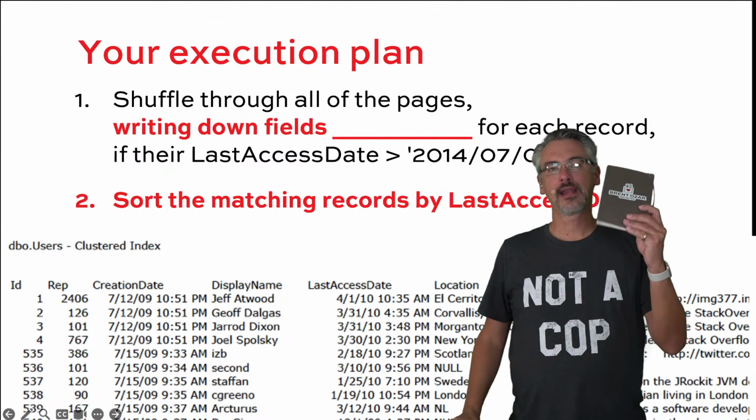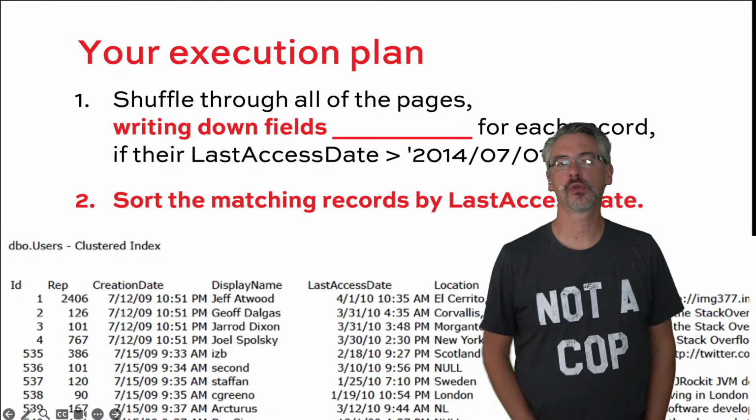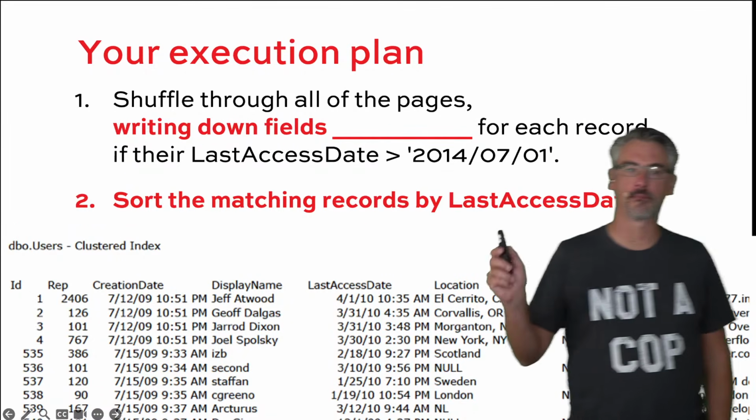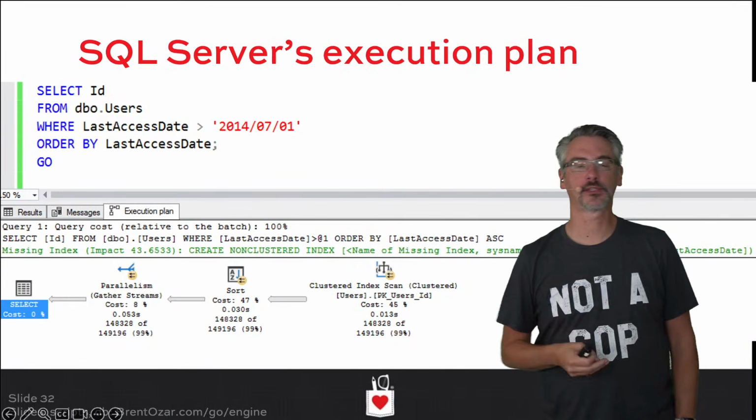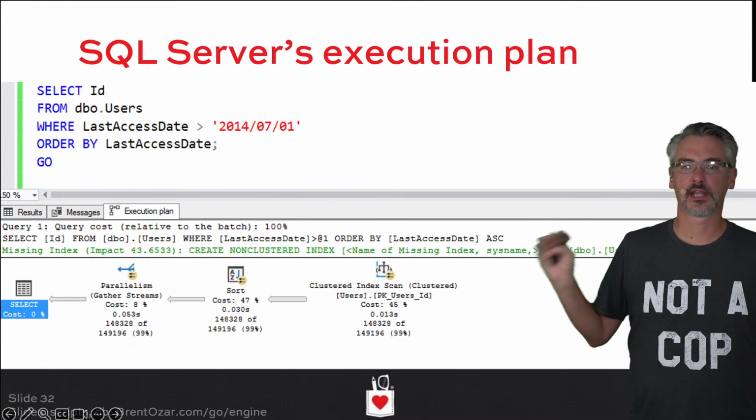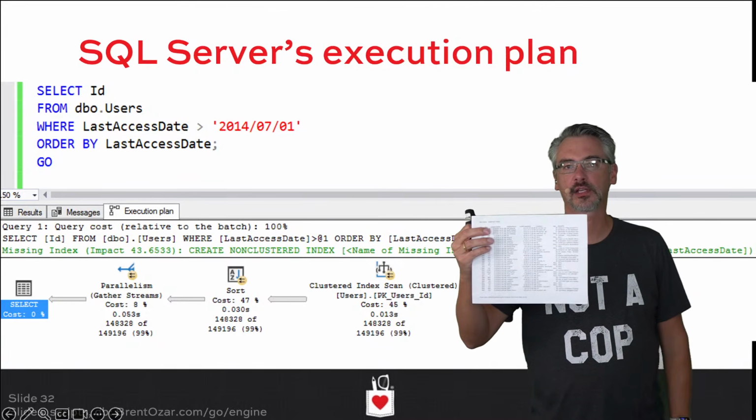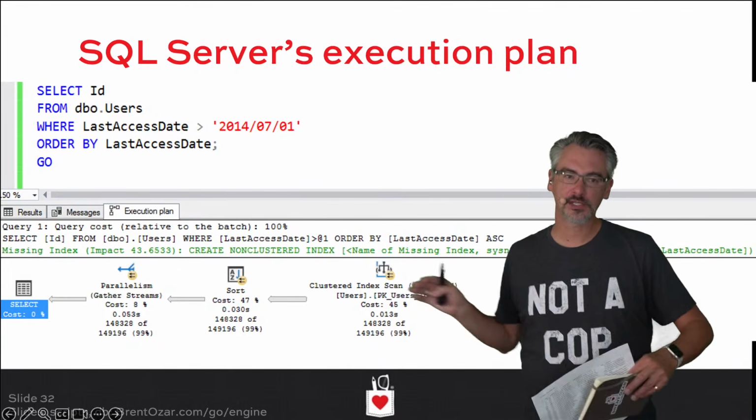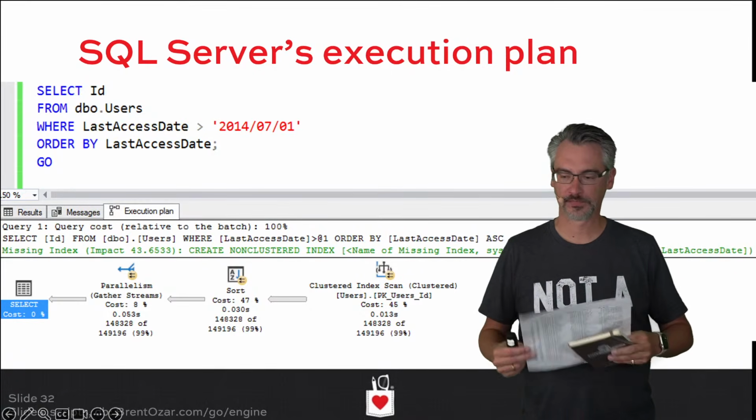So I'm going to be writing down last access date and ID, and then I'm going to sort that data as it's coming out by last access date. It's exactly how SQL Server does it. There's no magic to this. We're going to read from right to left, top to bottom. The first thing that SQL Server does is scan the clustered index. Then you notice after that, there's a separate operator for the sort.